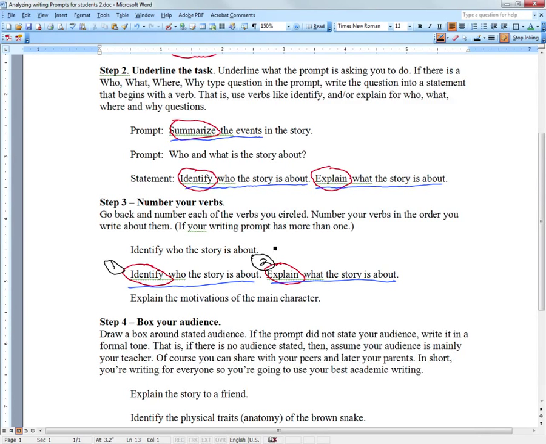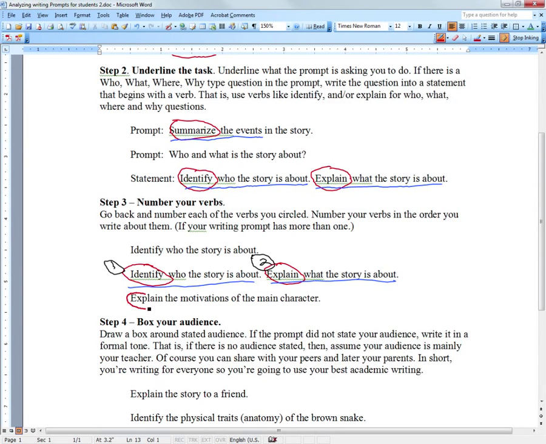1 and 2. Either that, or you could say my first verb, my second verb. Either way, we're going from verbs to task, right? This is my first task. This is my second task. Here's another: explain the motivations of the main character, right? We do that one.